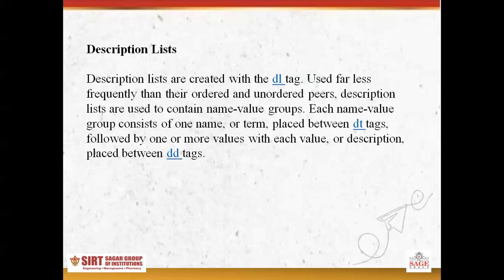So DT tag is used for providing the term, and DD tag is used when you're going to provide a description in between. In a descriptive list, three tags are used: DL tag, DT tag, and DD tag. When you are placing any term, you use the DT tag. When you are placing any description, you use the DD tag. And a descriptive list is used with the DL tag.